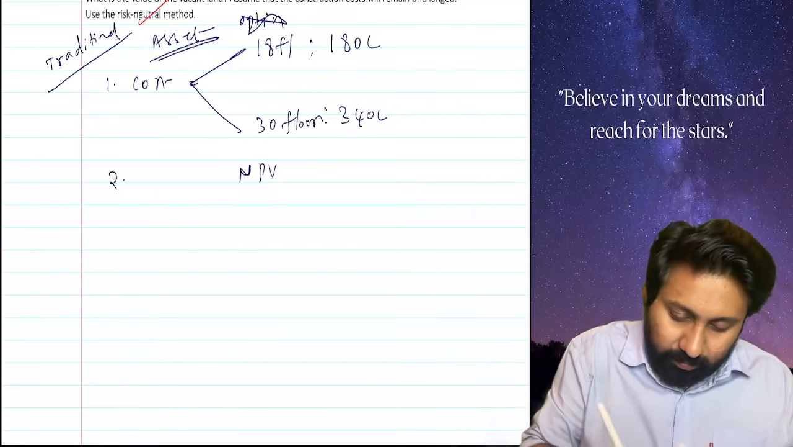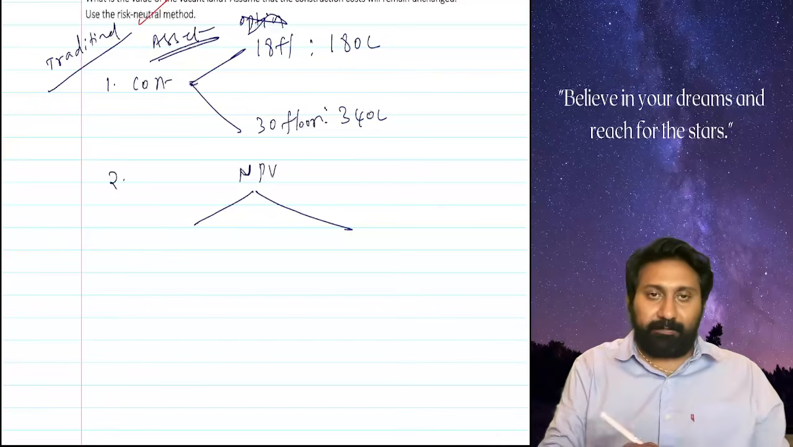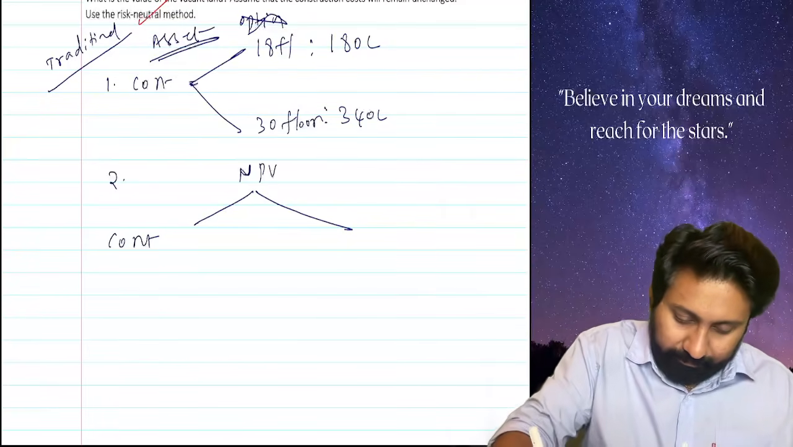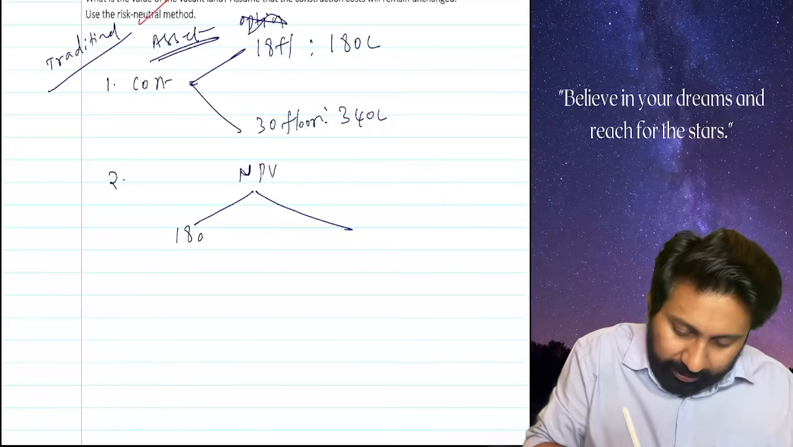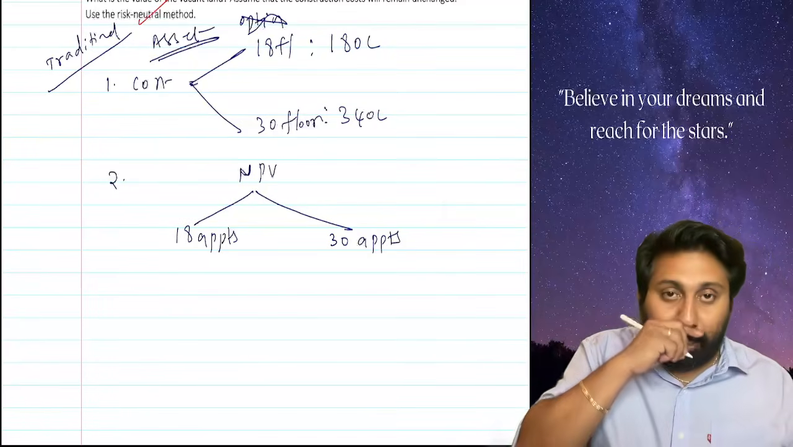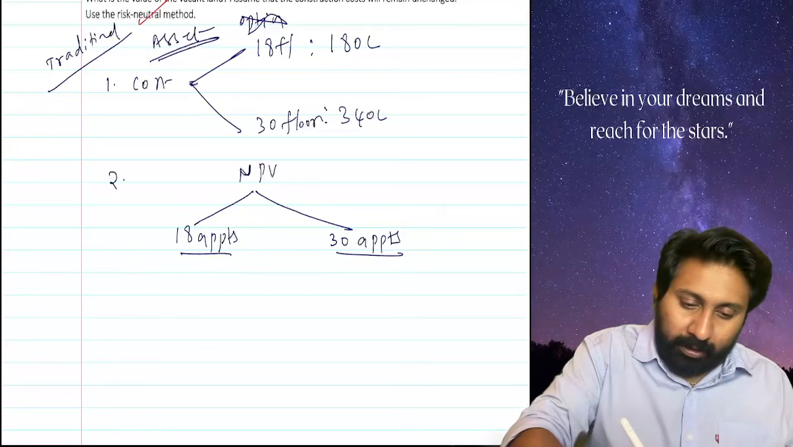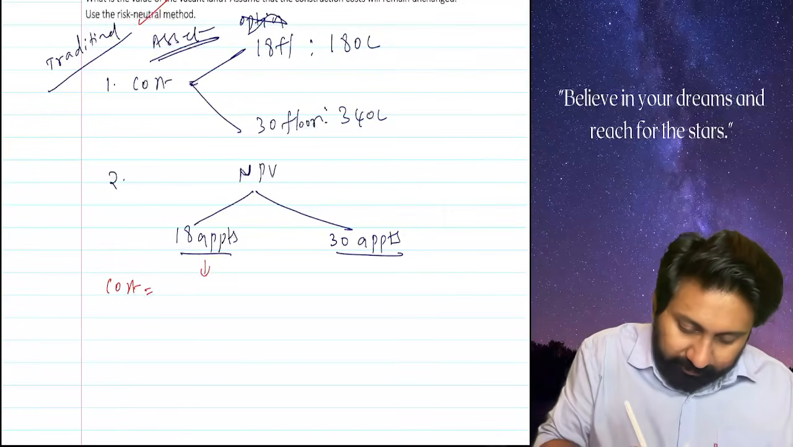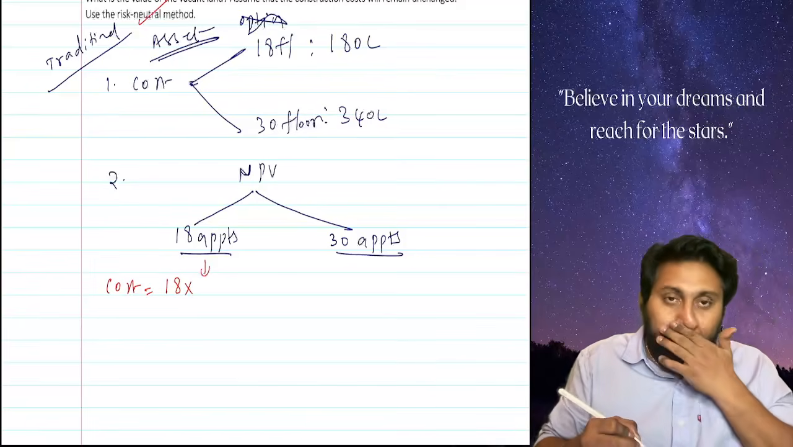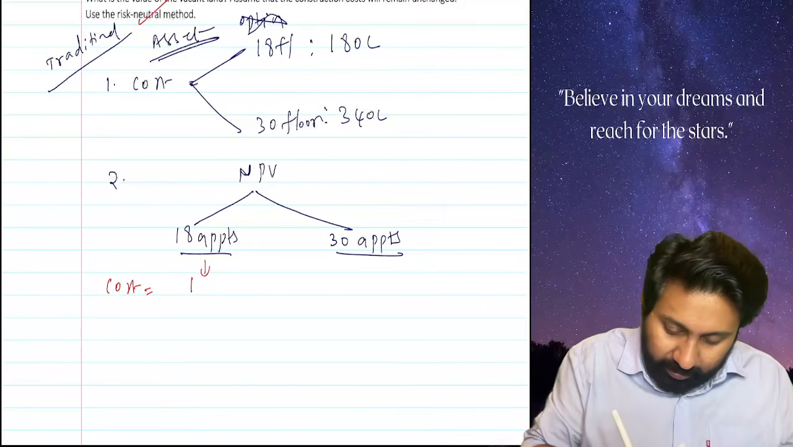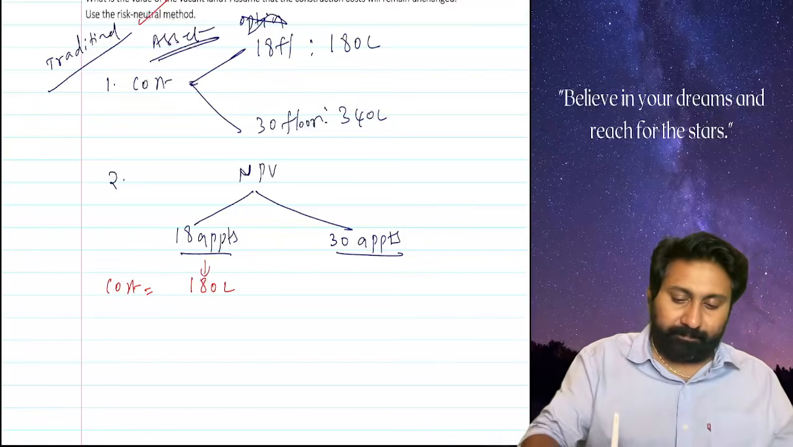NPV. Let's see. 18 apartments, 30 apartments. 18 apartments cost will be 18 into, okay, cost will be 180 lakhs.